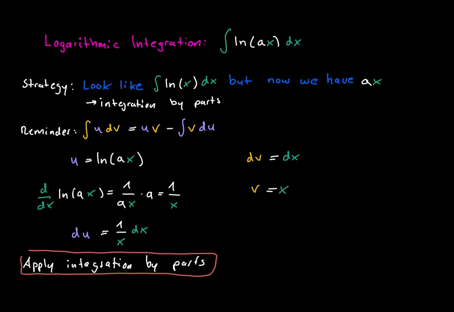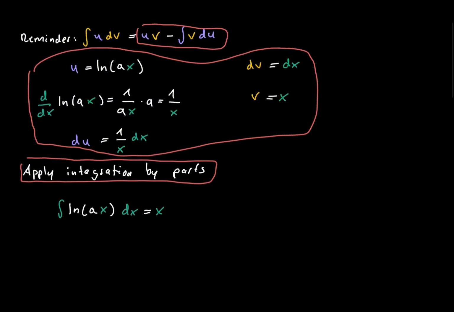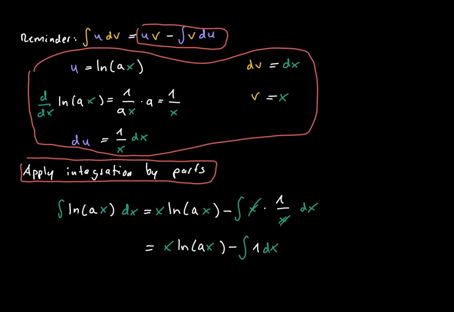Now apply integration by parts. We get x times natural log of ax minus the integral of x times 1 over x. Inside the integral, x times 1 over x is just 1. So we get x natural log of ax minus the integral of 1.